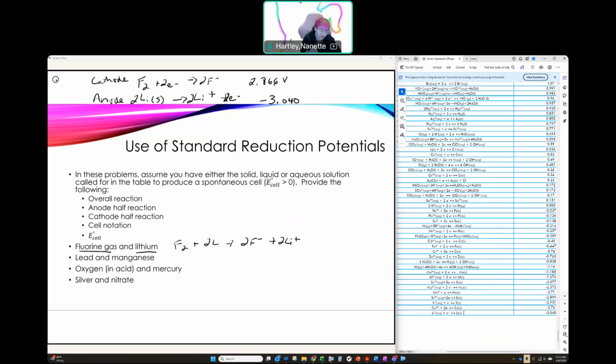What would be my cell notation for this? I would have platinum in contact with F2 gas in contact with F minus. That is then in contact with the Li ion and the Li cell. Okay. Now, did I need that platinum electrode? Absolutely. It's because I have a gas. So I have no solid that I can connect to, so I need that platinum electrode somewhere.